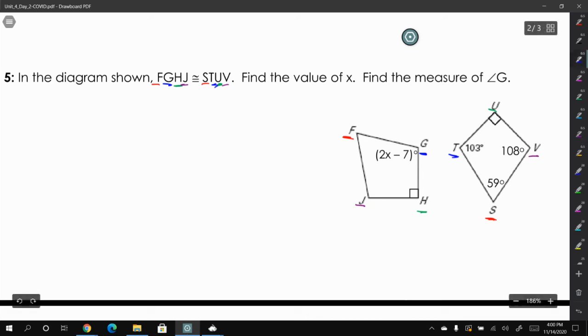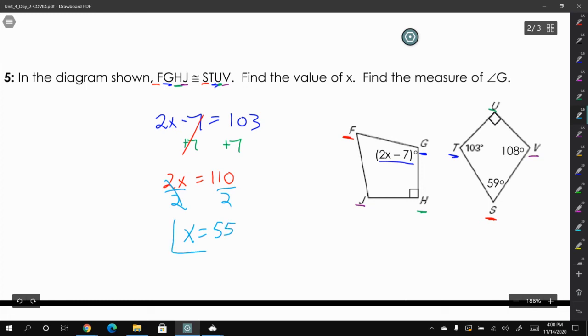So if we're trying to find x, well, G has 2x minus 7, and angle T is also blue. So those are the ones that are equal to each other. So then we can add 7 to both sides. 2x equals 110. And when I divide both sides by 2, I get x equals 55.